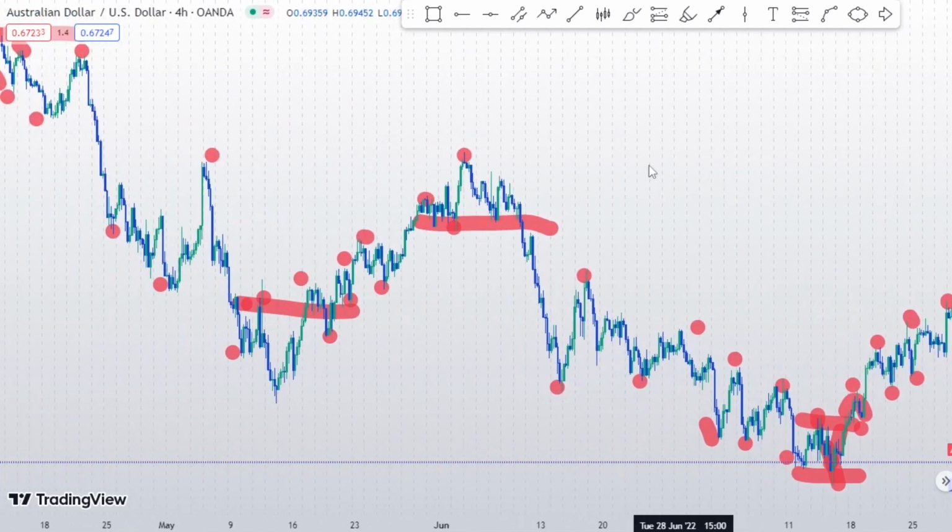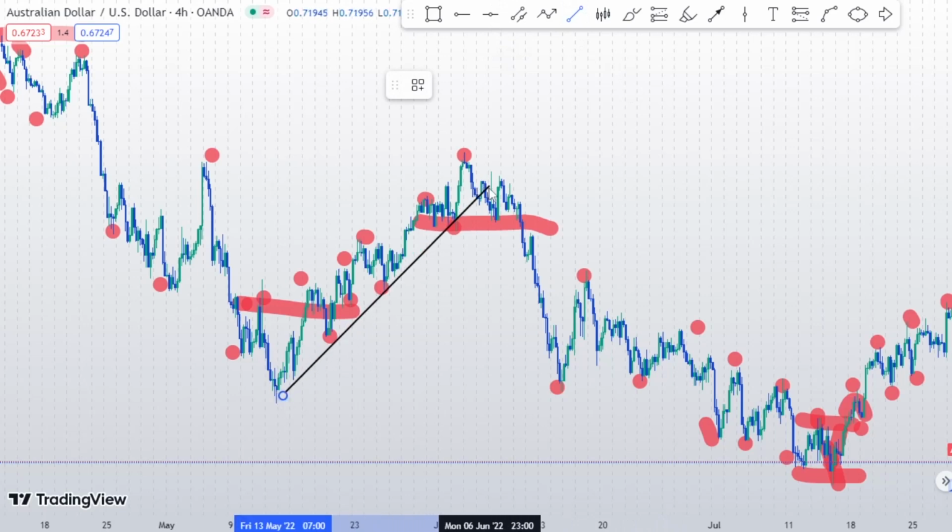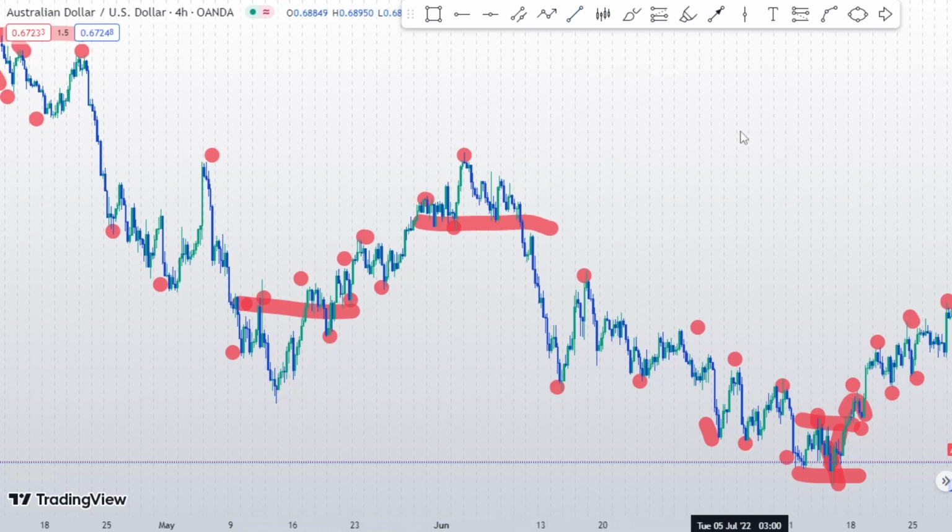Another confirmation, another thing that you can also use, is a trend line. I also have a video where I talked about trend lines. You can also go and check it out here on my channel. Trend lines, you can also use them to confirm. So this is how you spot the change of trend.